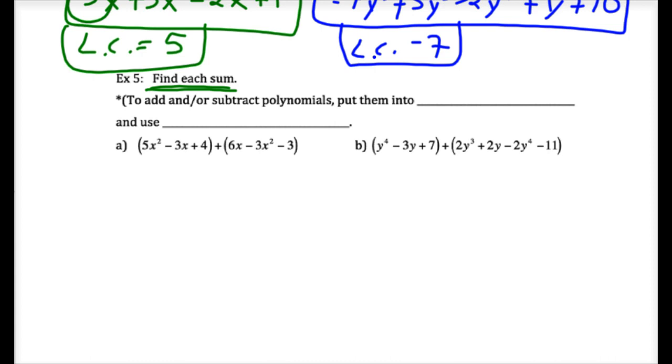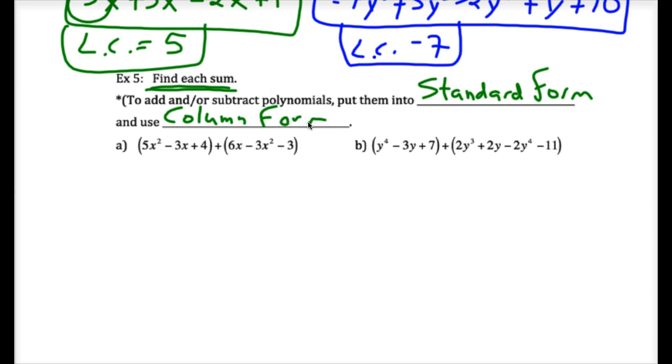Okay? To add or subtract polynomials, guys, put them into standard form. You're going to do that right off the bat. You'll get good at putting them in standard form. It's not our traditional standard, it's kind of like the ax plus by equals c, believe it or not. But anyways, we're going to use what we call column form.